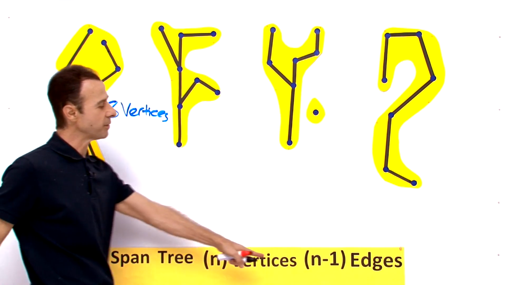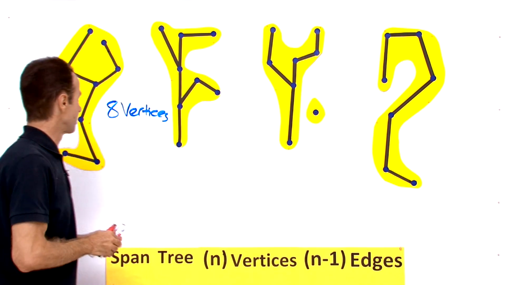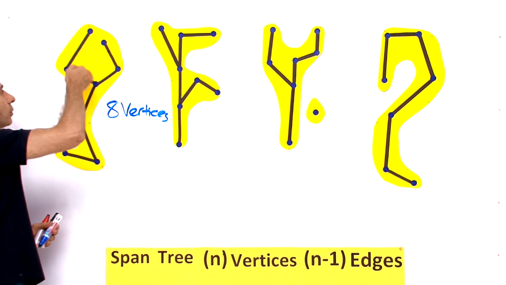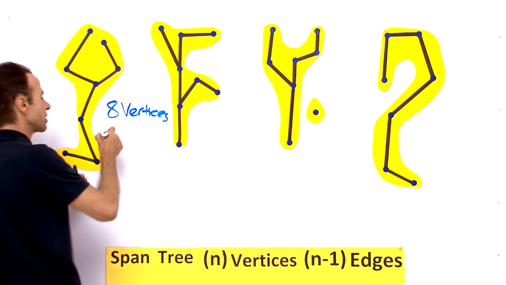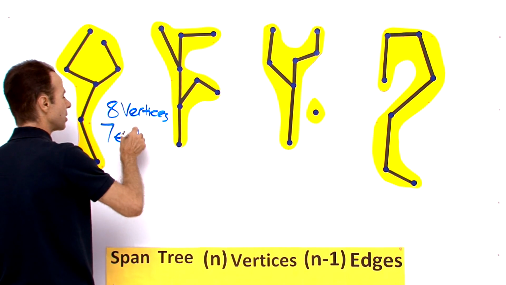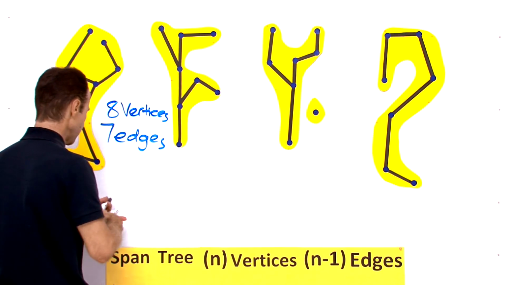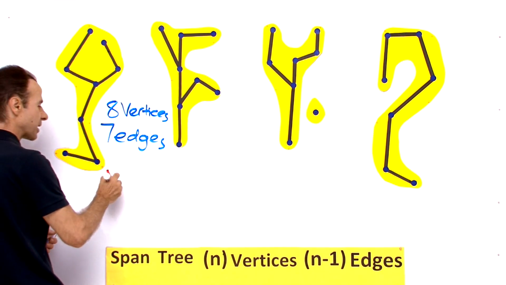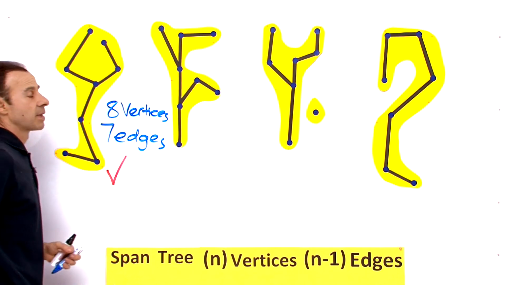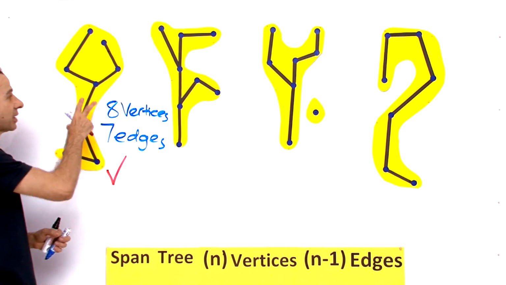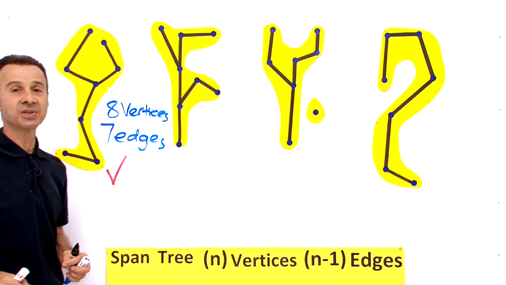So there must be 1 fewer edges. Let's count the edges. 1, 2, 3, 4, 5, 6, 7. Yeah, there are 7 edges, which means, yes, this is a spanning tree. So that has the criteria. That's correct. That's a spanning tree right there. All of the vertices are connected.